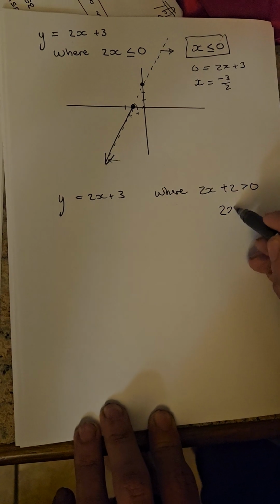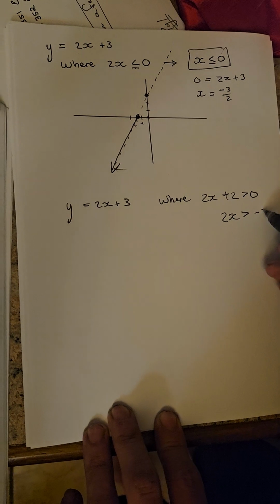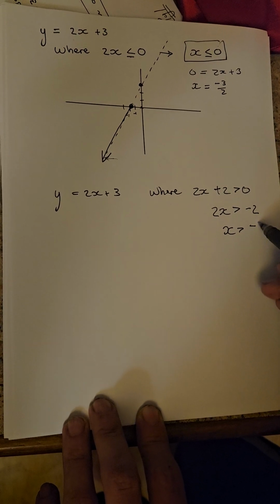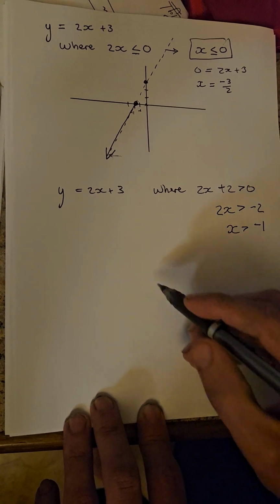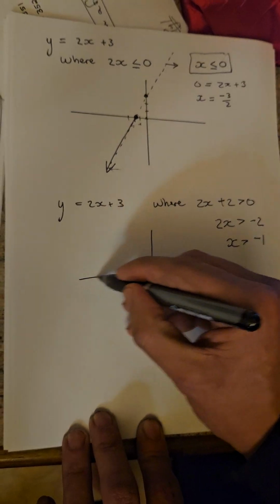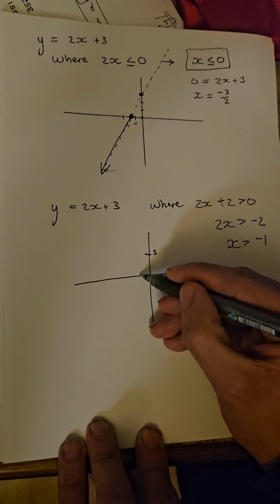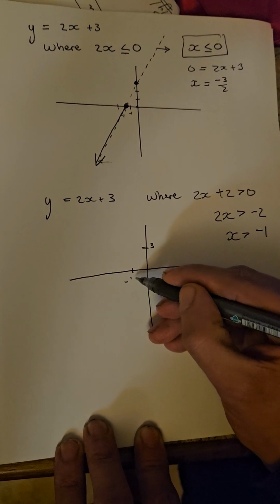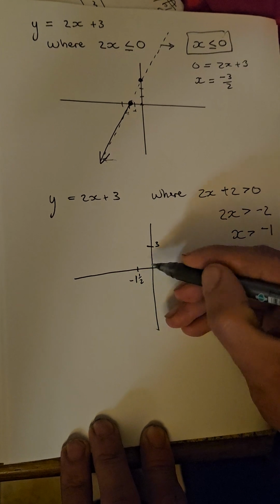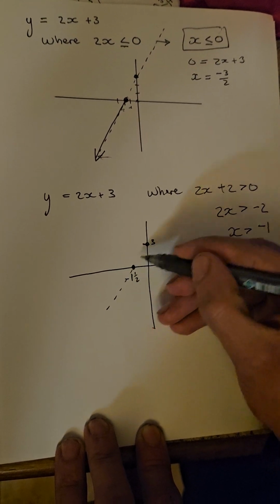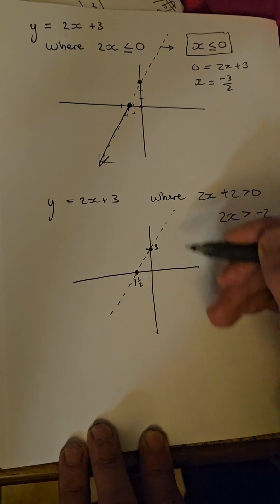I can solve for my restriction, 2x larger than negative 2, so it means x larger than negative 1. So I can solve for that. I can draw the same graph, so I know it would go through 3 and negative 1.5. So I can know my 2 points are on there. If I draw a dotted line, it'll look the same again.